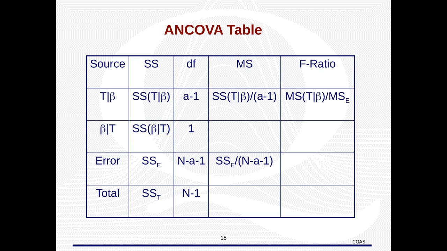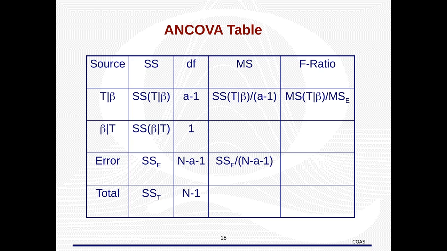Each source of variation has associated degrees of freedom. The treatment has a-1 degrees of freedom, the covariate has 1 degree of freedom, and the error has n-a-1 degrees of freedom, where n is our total sample size and a is the number of treatment groups. We calculate mean squares by dividing each sum of squares by its degrees of freedom.